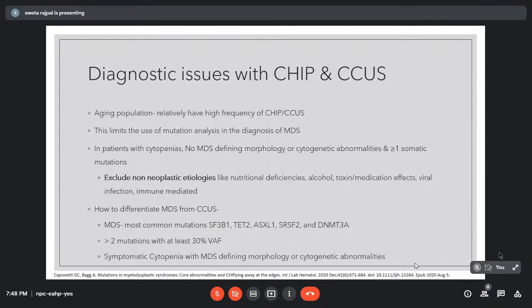So how can you differentiate MDS from these precursor lesions? Mainly we can see that there are some MDS-specific mutations, though they are not specific for MDS. When they have spliceosome, epigenetic regulation, or TP53 mutations, and along with that more than 2 mutations with at least 30% VAF, or symptomatic cytopenia with MDS-defining morphology or cytogenetic abnormality, then we can of course differentiate MDS from CCUS.